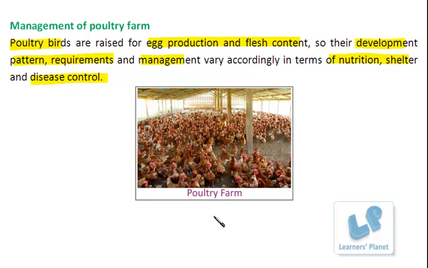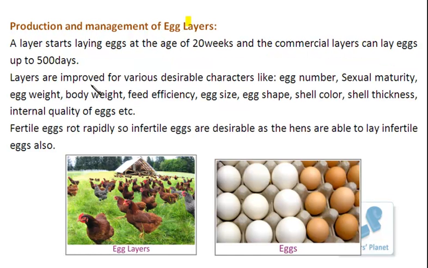Here is a picture showing a poultry farm, and the basic thing you can observe is that it should be well ventilated. So let us see what different types of practices are required to manage the poultry farms for egg layers and for broilers. While maintaining egg layers, special care is to be taken with respect to the different phases of the life of these organisms.